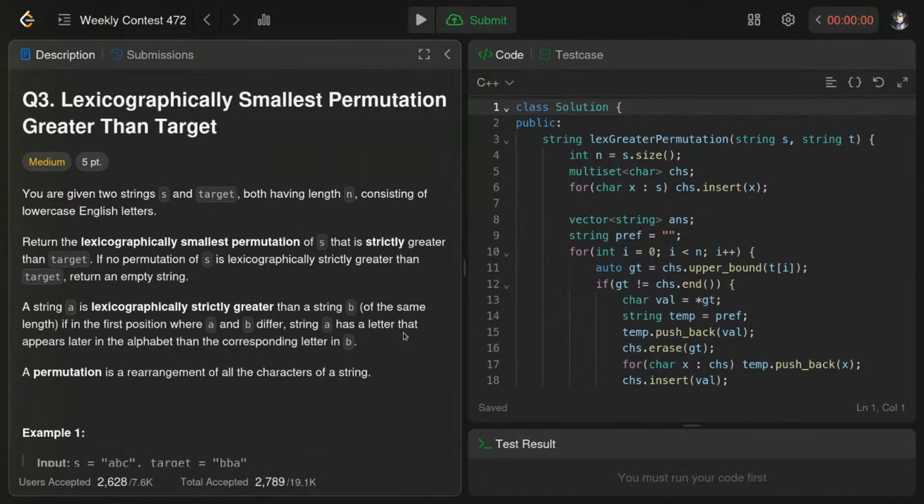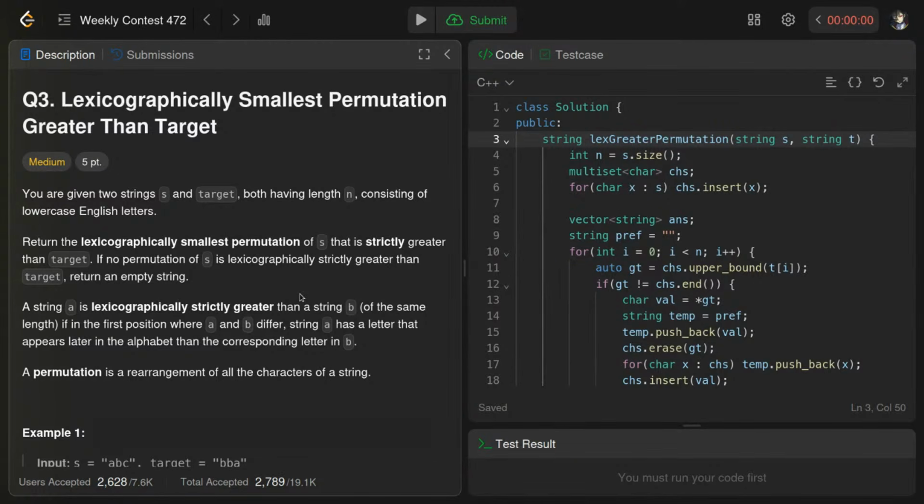We have to return the smallest permutation of S which is strictly greater than the target. So we're given two strings, one is S and one is the target. In my code, I'm just going to call them S and T. And then we need to find the lexicographically smallest permutation that is strictly greater than the target. If no permutation is greater than the target, return an empty string.